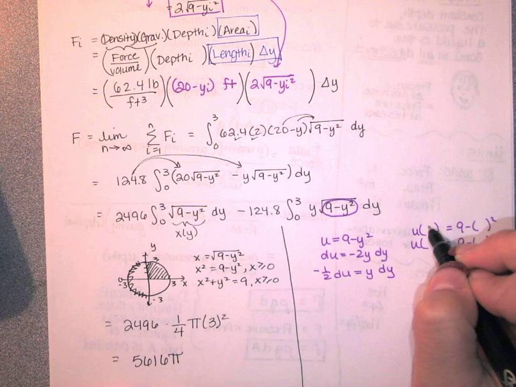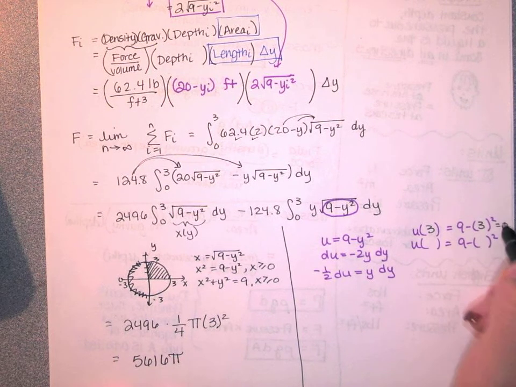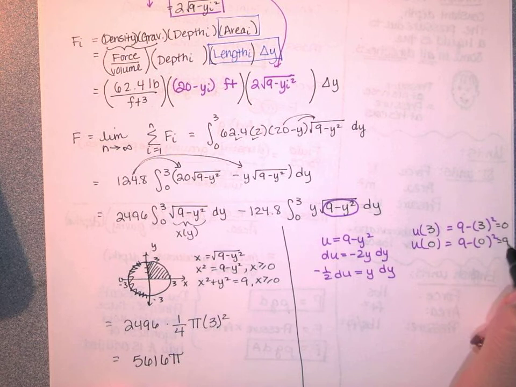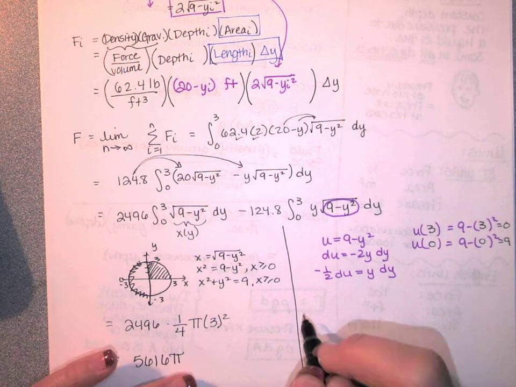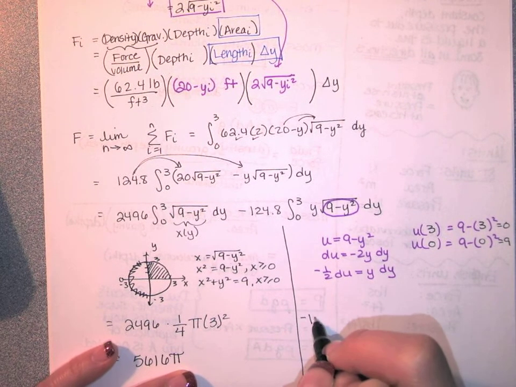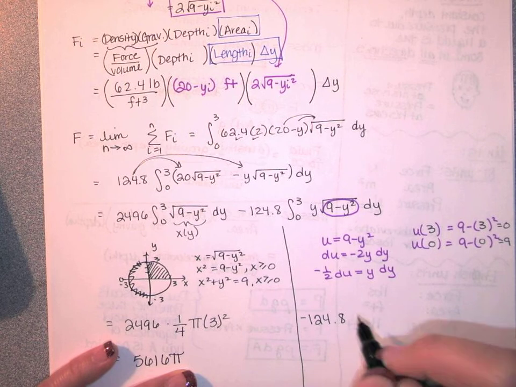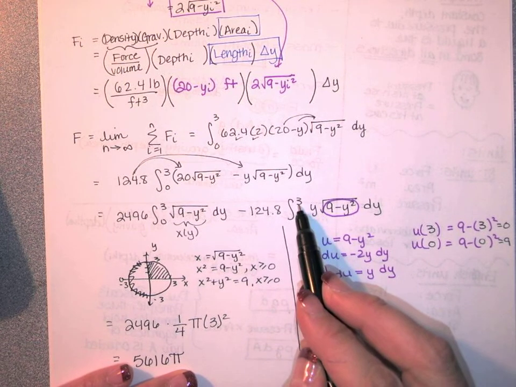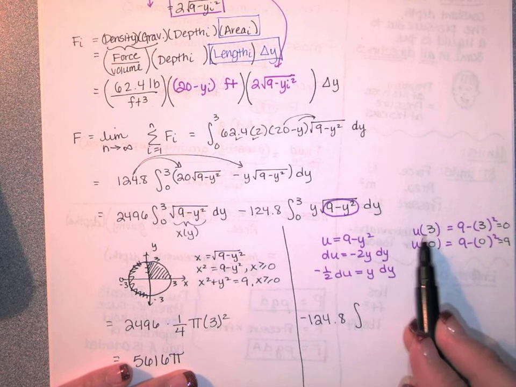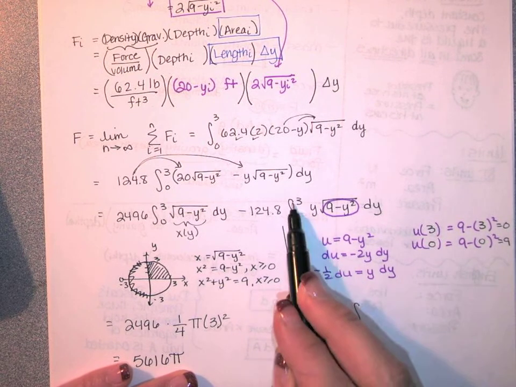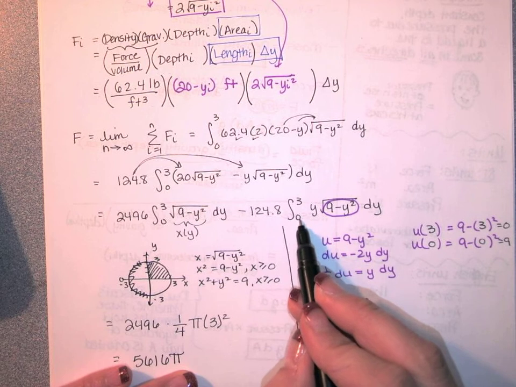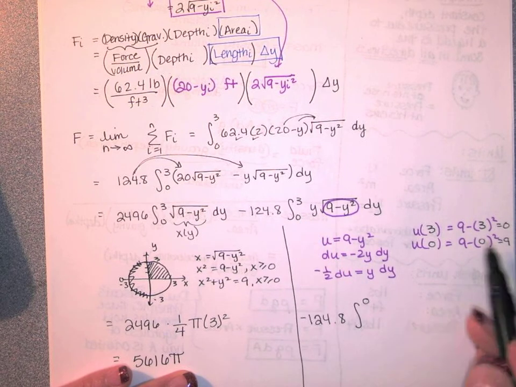At y equals 3, we get u equals 0. And at y equals 0, we get u equals 9. So now we have this integral in terms of u. We've got negative 124.8 times the integral. Our new lower bound comes from substituting y equals 3 into this, or excuse me, our new upper bound. New upper bound is 0. New lower bound comes from substituting this lower bound into this. New lower bound is 9.